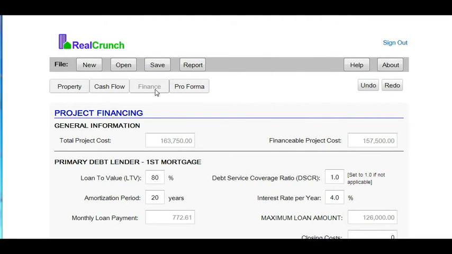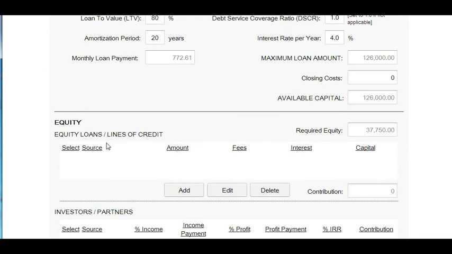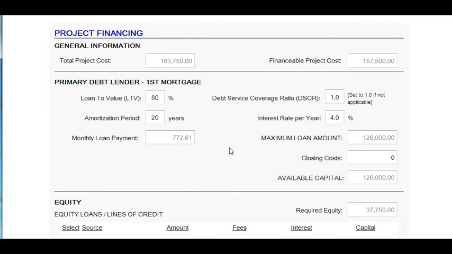The finance page is where we put in all our information for the project financing. The page here at the top, we have the general info, then the first lender, equity, and investors. So basically, what we have here is the total project cost, $163,750. Then the financeable, because some of those components the lender won't consider in the financing, decreases the financeable total down to $157,500.